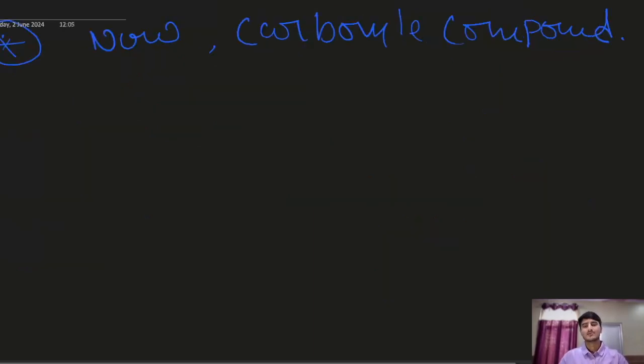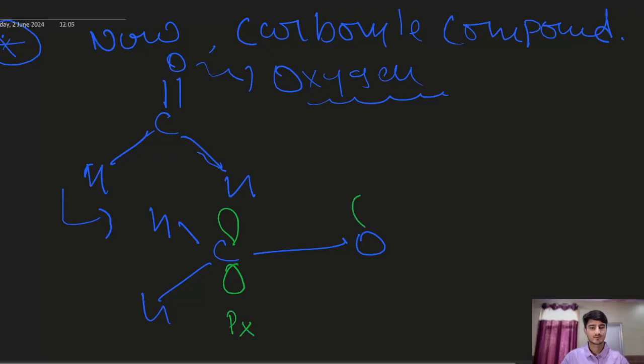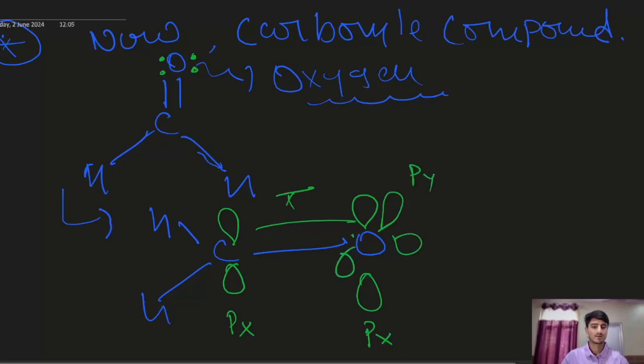Now let us have a look at a carbonyl compound. If we have to predict the hybridization of this oxygen, what do we do? In the same way, first we have to draw its orbital picture. As we know, the pi bond is forming between these two atoms. So if px is used, the px of this oxygen forms the pi bond. As we know, it has two lone pairs, so one will be present in py and another in pz.